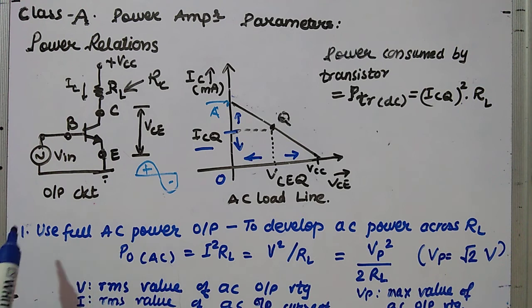It is the normal power relation that P is equal to I into V, which equals I square RL or V square by RL. So I have written it as peak power or maximum power divided by twice of RL. Then peak power is equal to root 2 by root 2 V. So I have written this. And this V is nothing but the RMS value. So we can write any of the values.